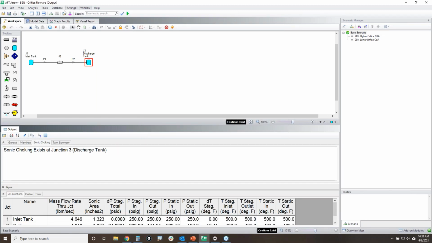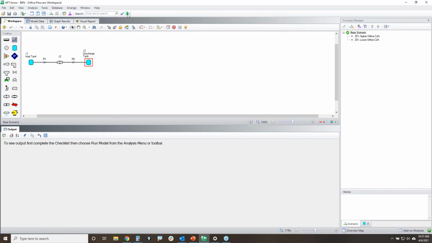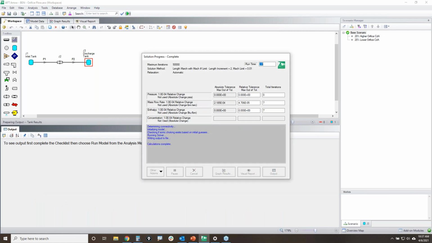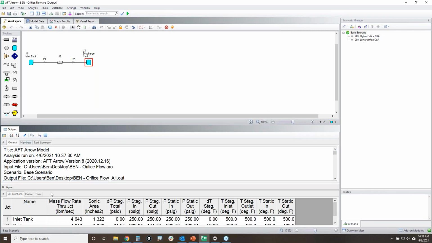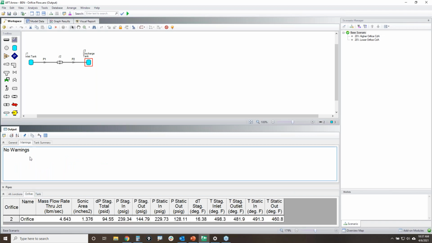I've still got sonic choking. Let's make this 89. All right, so at 89 psig, I have no sonic choking, and my mass flow rate is 4.643 pounds per second. So that's the point where I go from subsonic flow to sonic flow.